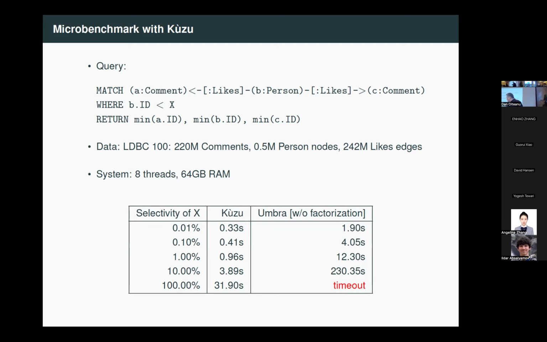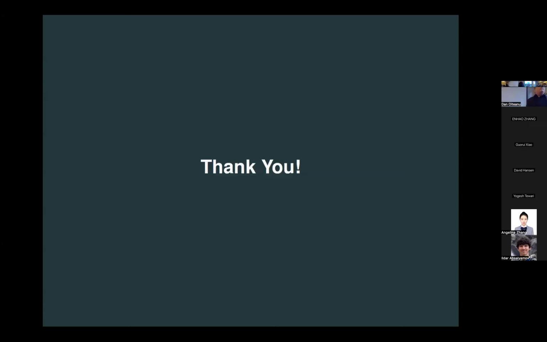Kuzu stays relatively okay, right? Here there is a factor of 10 increase in the time, which is given by the fact that the selectivity increases by a factor of 10. But here, for instance, at the end, it just timed out. The one before was 230 seconds, right? So this shows that indeed this technique also makes a difference in a full-fledged system, not only in an academic prototype. Okay, and that's it. Thank you so much.